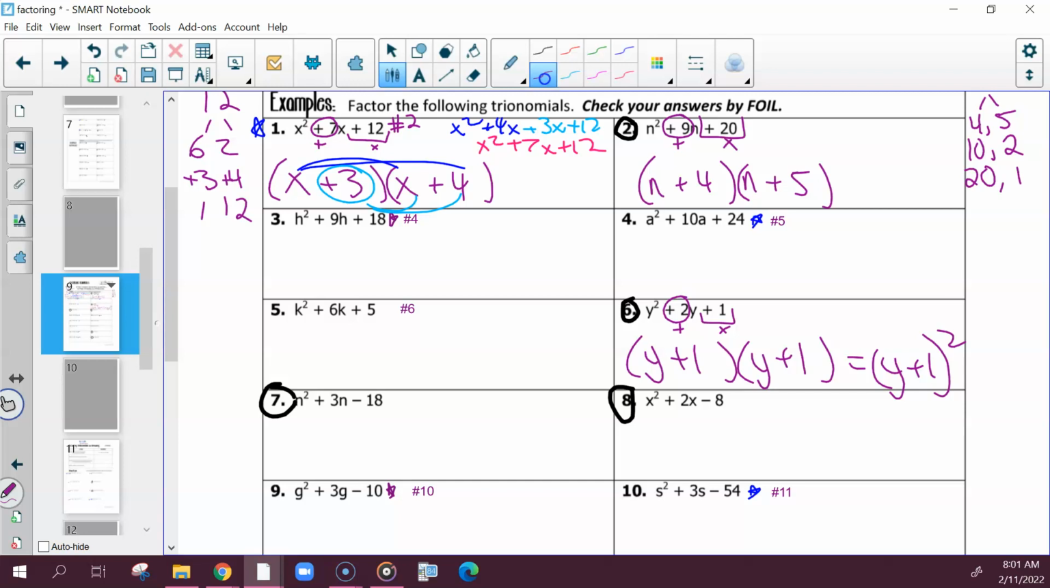If I were to distribute this back out, y times y gives us y squared, y times 1 gives us y, 1 times y gives us y, and 1 times 1 gives us 1. So we would have y squared plus 2y plus 1. So that does it. So if we have a positive and a positive, both of our numbers are positive. But when we have a negative and a positive, that changes things.